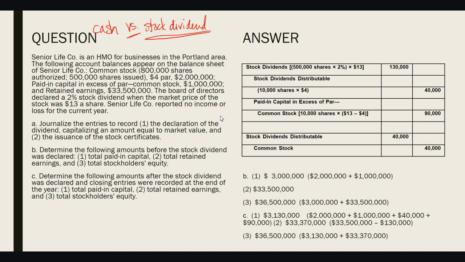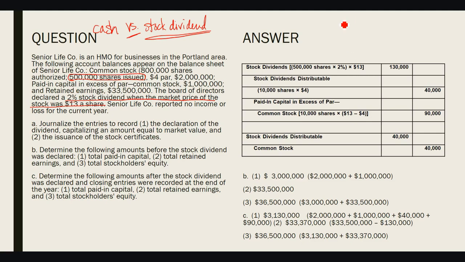So here, the declaration of the dividend. They tell us that the board of directors declared a 2% stock dividend when the market price of the stock is listed at $13 per share. In order to figure out how many shares they are issuing as dividends, we have to look at the shares outstanding. The problem says that there's 500,000 shares issued, so we're going to make the natural assumption that this also represents the shares outstanding, because that's what you really want.